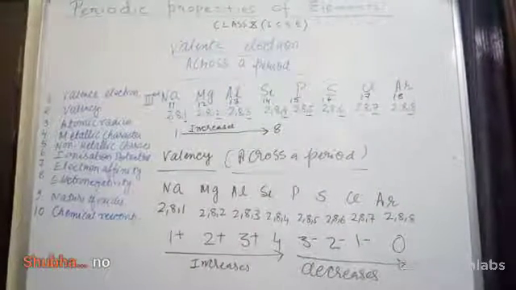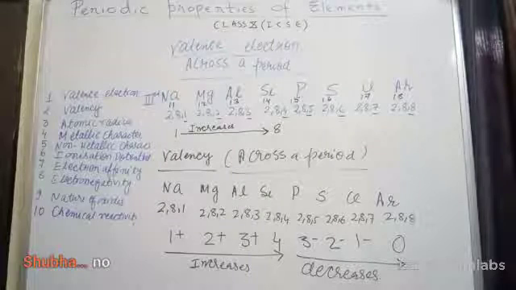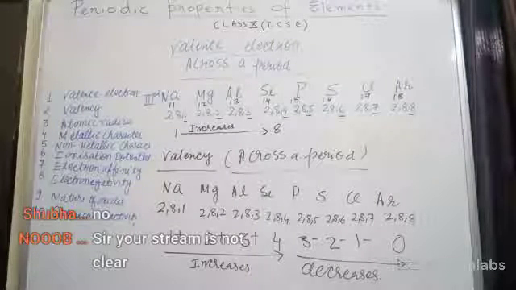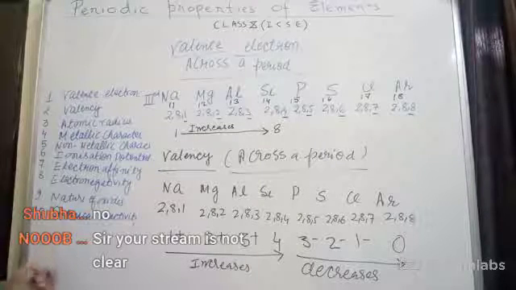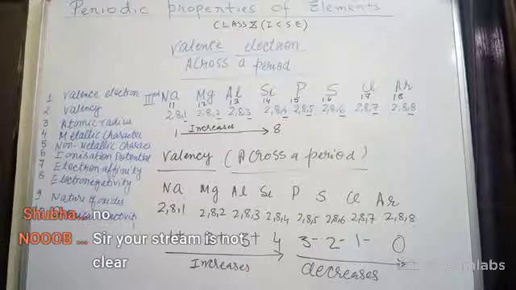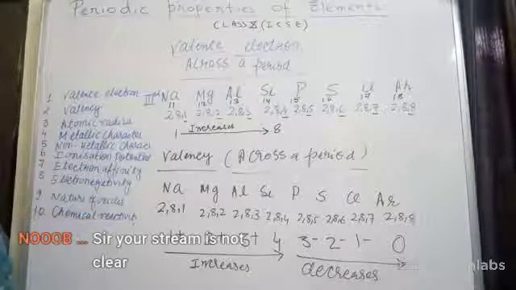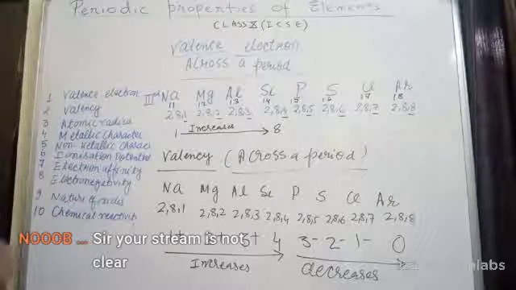Board is not clear? We're doing it. Done. Now it is clear, beta? Okay. So valency is from 1 to 4, then decreases from 3 to 0. Clear to everyone? How it increases?